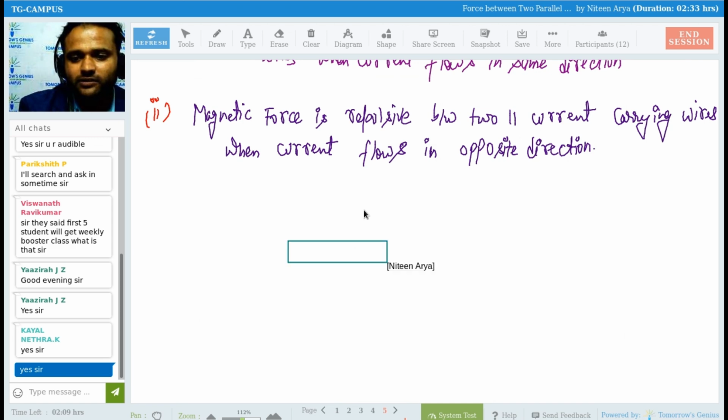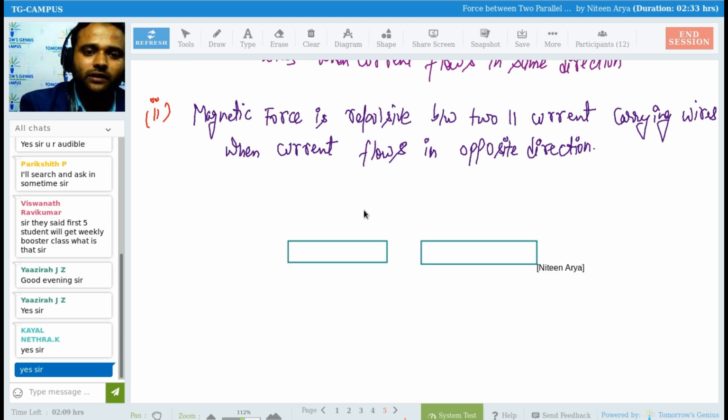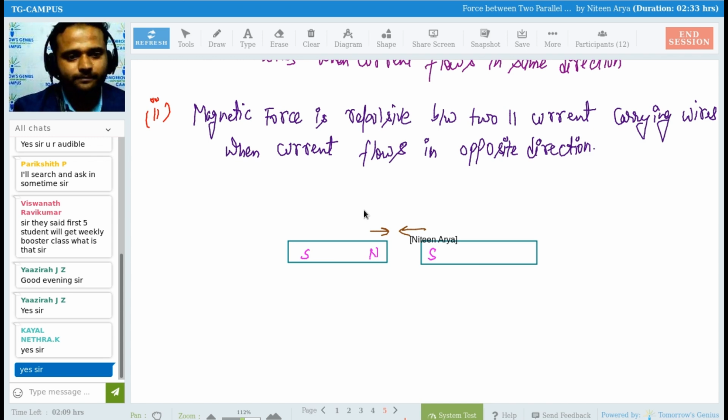Suppose this is your one magnet and this is your another magnet. This is your north pole, this is your south pole. If I bring the south pole here first, what is going to happen? They are going to attract each other. Clear? But if I reverse this, instead of a south pole, if I create a north pole, as simple as that, now they are going to repel each other.